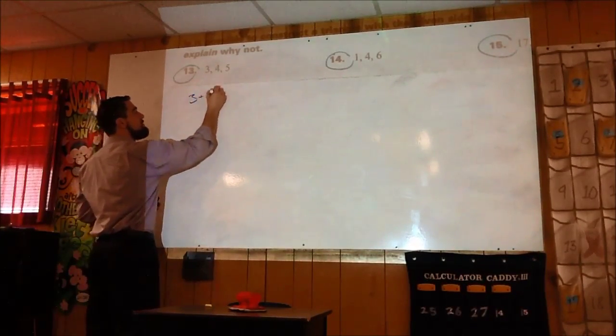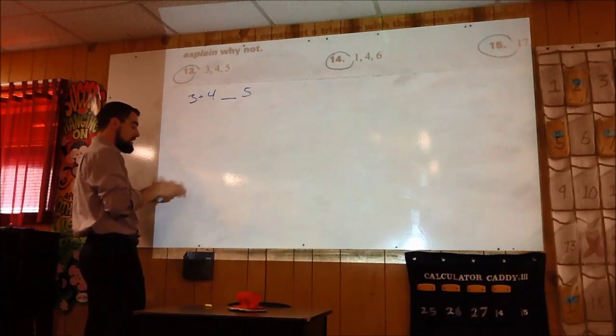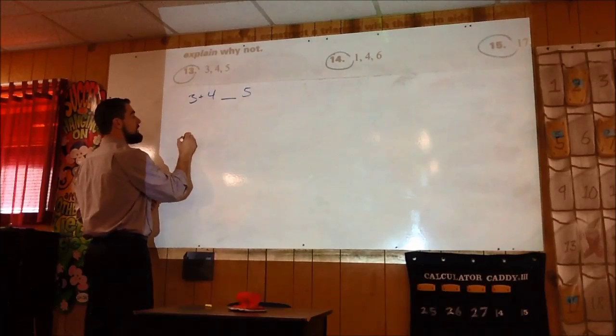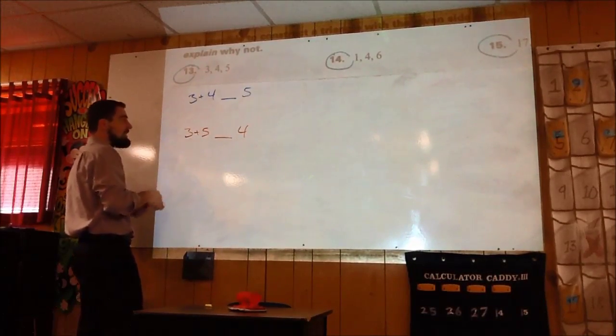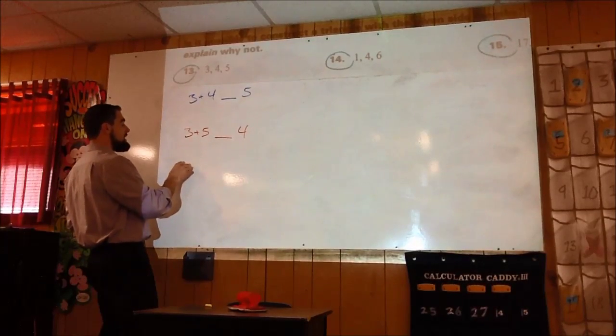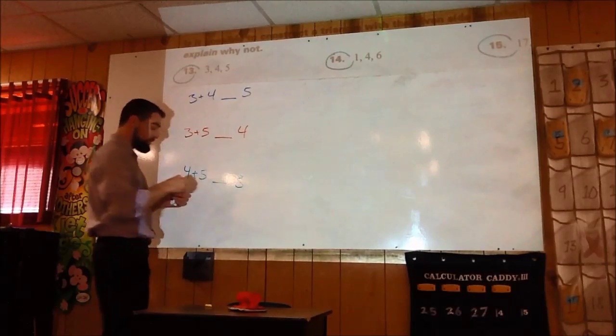When I add 3 plus 4, how does that compare to 5? Then you need to compare, well, what about when I add 3 plus 5? How is that going to compare to 4? And then the last scenario is, well, what if I add 4 and 5? How does that compare to 3?